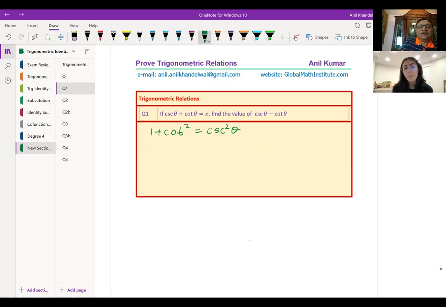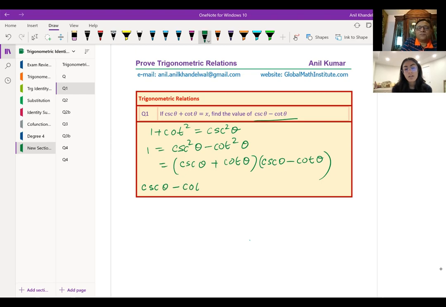So you could rearrange this and write this as cosecant square theta minus cot square theta, correct? Right. But what I'm confused about is that we only have cosecant theta and cotangent theta. So is this a difference of squares? Yeah, difference of squares, you're right. So it is cosecant theta plus cot theta times cosecant theta minus cot theta, right? Right. And we have to find the minus, so we can isolate that. So cosecant theta minus cot theta will be what? 1 divided by cosecant theta plus cot theta.